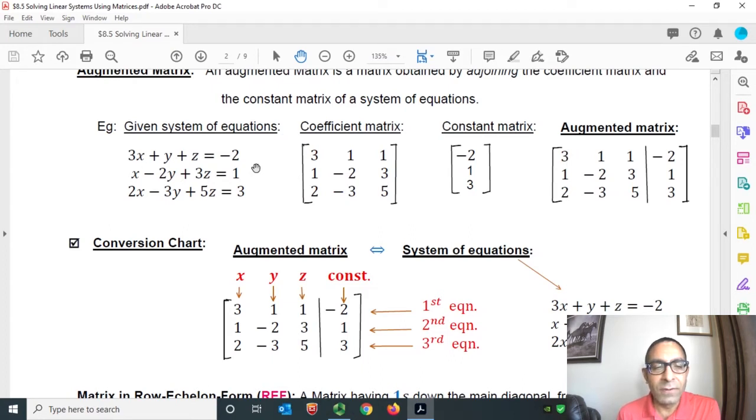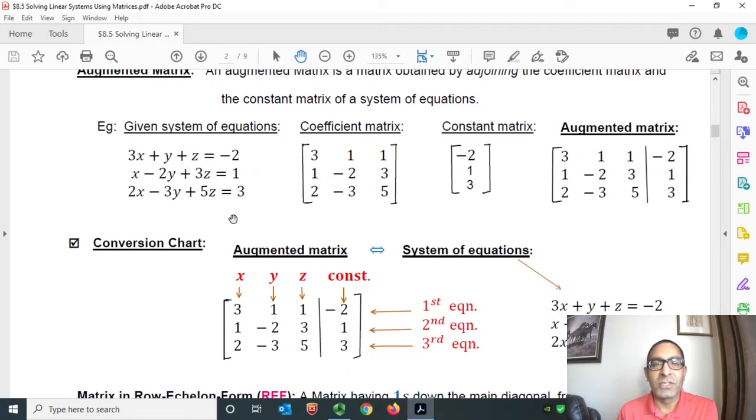Similarly, the matrix formed by the right-hand side of the system, these constants, is called the constant matrix. Here, minus 2, 1, 3. And the augmented matrix is found by adjoining these two matrices, the coefficient matrix and the constant matrix, and we write it this way. This is the coefficient matrix and this is the constant matrix, and this vertical line corresponds to the equal sign in the system. These are the coefficients of the unknown variables in the system, and this is the right-hand side of our system.